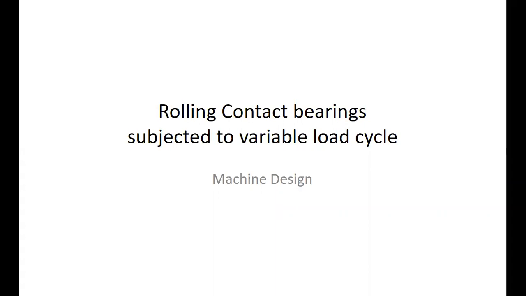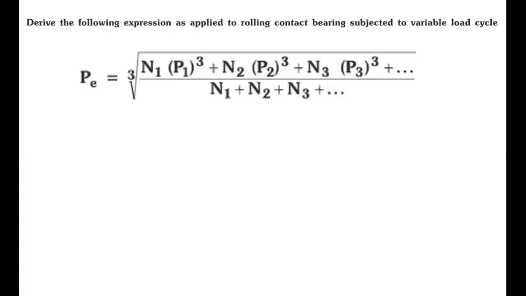Rolling contact bearing subjected to variable load cycle. There's one question asked in university exams: derive the following expression as applied to a rolling contact bearing subjected to variable load cycle. Equivalent load PE is the cube root of N1 P1 cubed plus N2 P2 cubed plus N3 P3 cubed and so on, divided by N1 plus N2 plus N3.